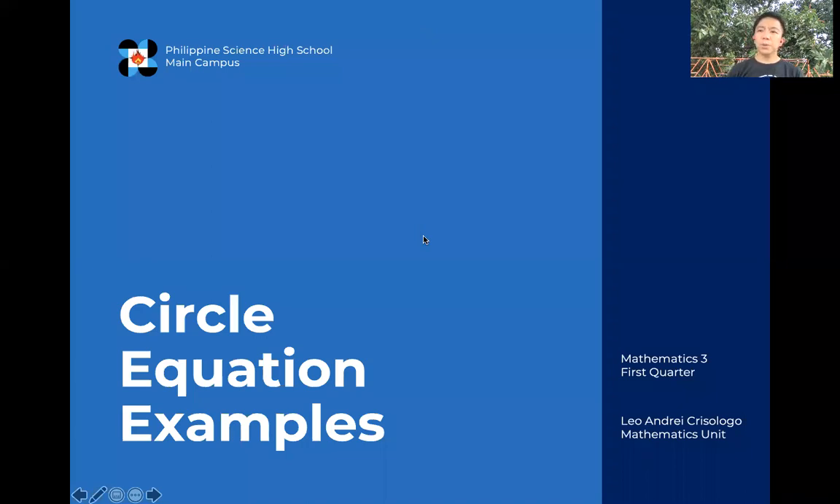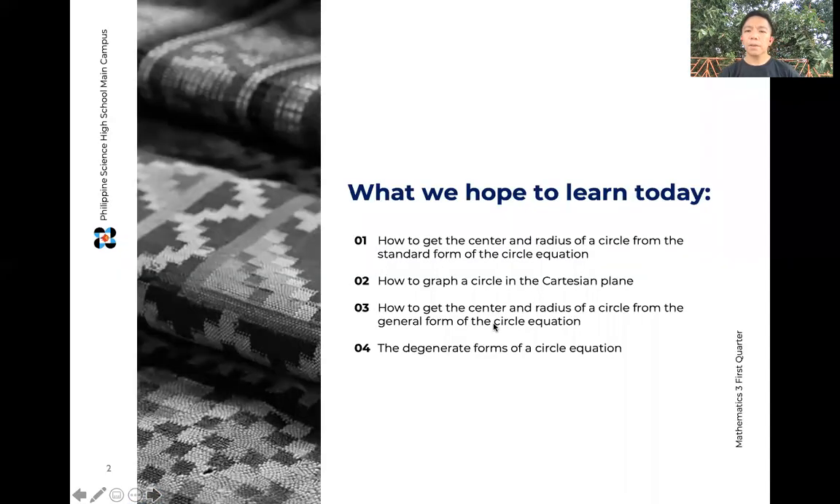Hi, good day. So, proceed na tayo sa examples ng circle equation. Yung gusto nating matutunan today on a more practical or on a more applied level is paano kunin yung center, radius ng circle given the standard form, paano mag-graph sa isang Cartesian plane, paano kunin yung center at radius from the general form naman. And if you recall, kailangan natin gumamit ng completing the square. And finally, we'll look at a couple of forms ng circle equation that may or may not be what they seem.